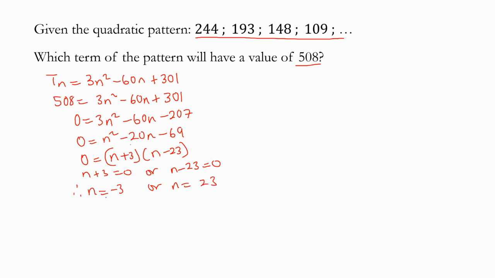But remember, n cannot be a negative integer. This is a number of terms, so n should be a positive integer. So this one is not applicable. Therefore, n is equal to 23.